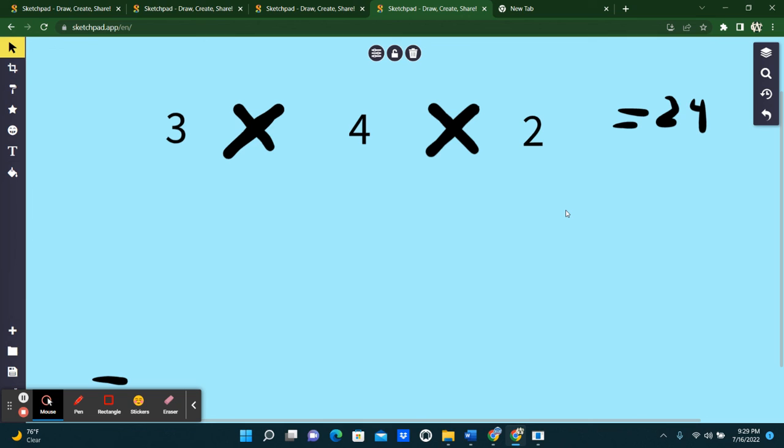So just like with addition, multiplication holds true for the associative property, meaning it doesn't really matter how we put the parentheses. And it also holds true for commutative, which means it really doesn't matter which order we put the numbers in when we're multiplying.